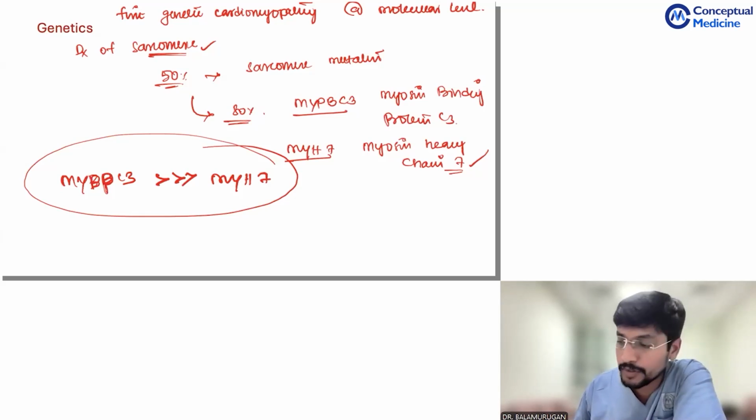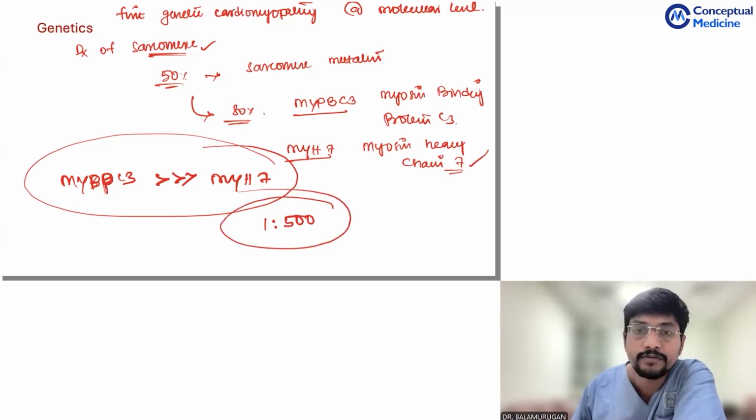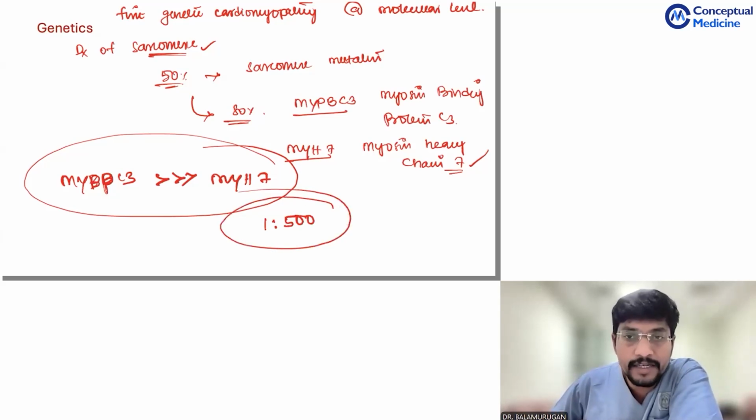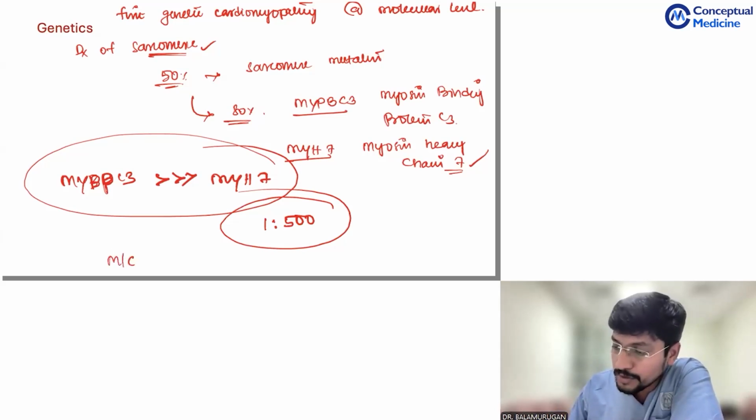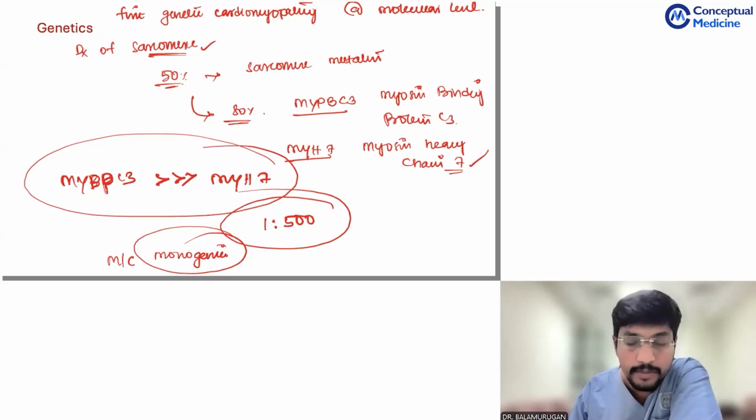So what is the prevalence? Don't think of it as a very rare disease. It is 1 in 500 in North America. Ours is also a very close figure, though we don't have exact data in our literature. It is 1:500. Among every 500 patients, you have one patient with HCM, making it the most common monogenic heart disease, a single genetic disorder causing a cardiomyopathy. This is the most common monogenic heart disease prevalent in our population.